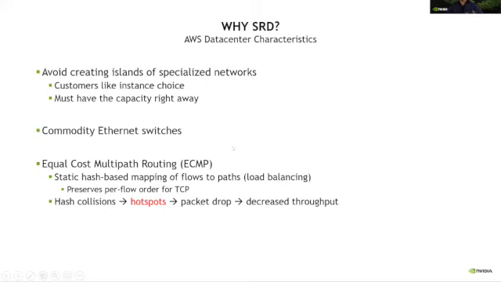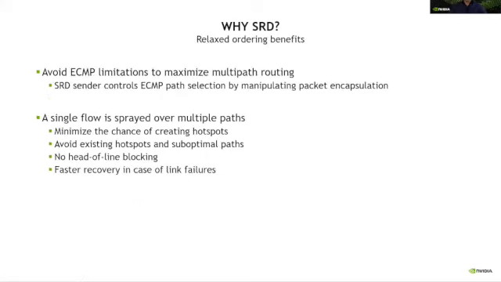And this means that hash collisions can create hotspots, which can result in packet drops and retransmissions, all of which increase latency and decrease throughput, which you certainly don't want for HPC communications. And this is where the relaxed ordering semantics of SRD come to the rescue. SRD avoids ECMP limitations by extending multipath routing even to the packets that belong to the same flow.